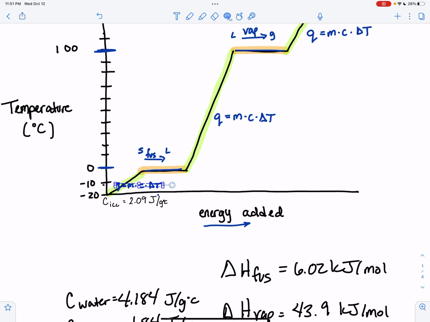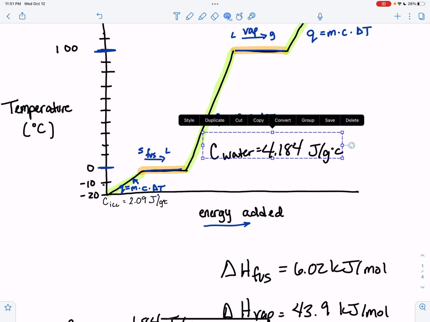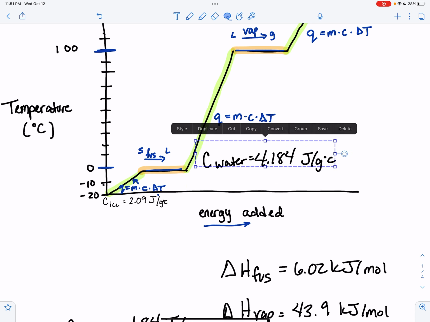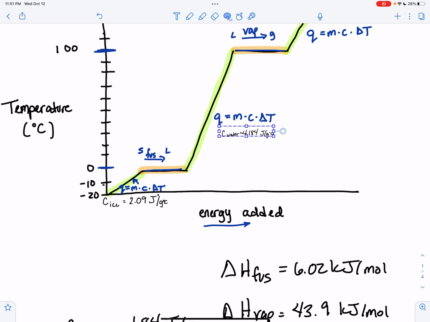And again, remember that this is actually talking about the diagonal, not the horizontal part. I'll draw a little arrow to make sure that's clear. The m is mass and delta T is change of temperature. If you are talking about the middle equation, you're talking about water now. And the C value you need to use for that one is the 4.184, and that's the one you're going to be familiar with from GenChem 1. So that's that C value right there that goes in.